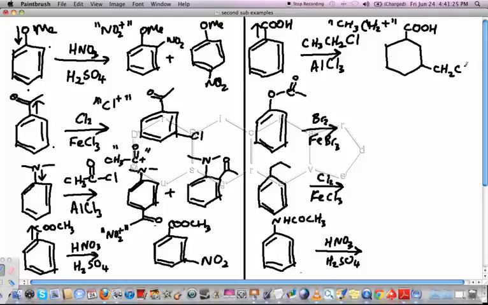And again, the join to the ring is through the positive, where the positive charge was, which is on that carbon atom.